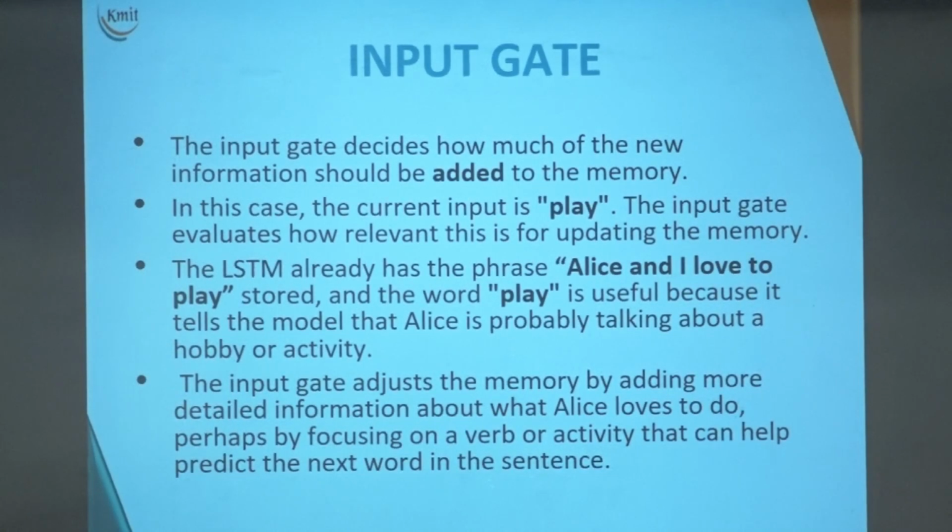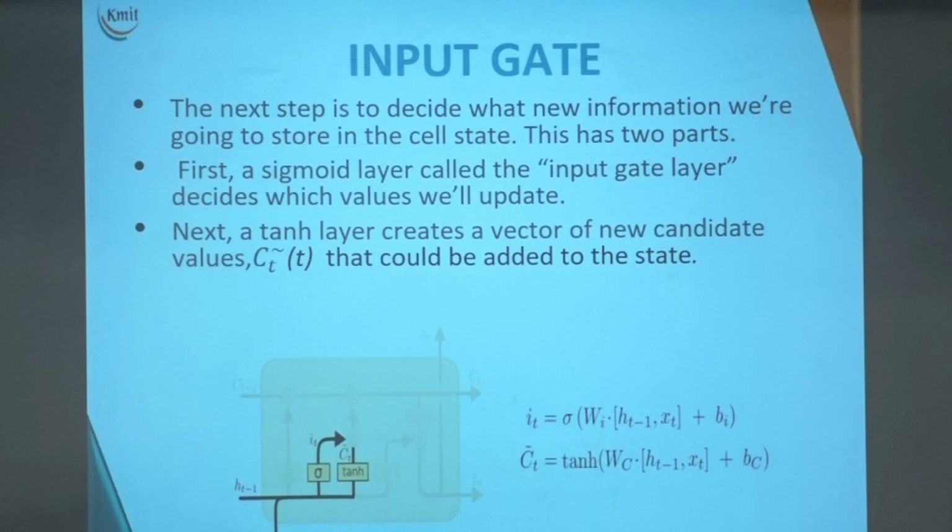So now what is happening here? Play is useful because it is something relevant to Alice, that he or she loves to play. So the input gate adjusts the memory by adding more detailed information about what Alice loves to do. So the next thing, it will now be focusing on what is coming next. Here there are 2 equations that I have written for the input gate. Mathematically, right now it is not that significant, but for your understanding it is important.